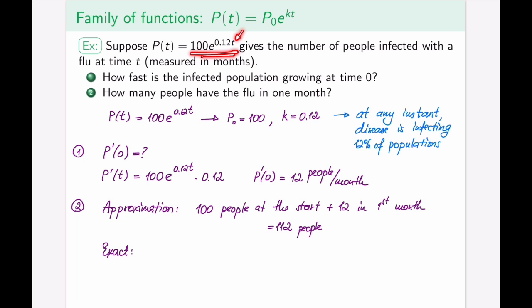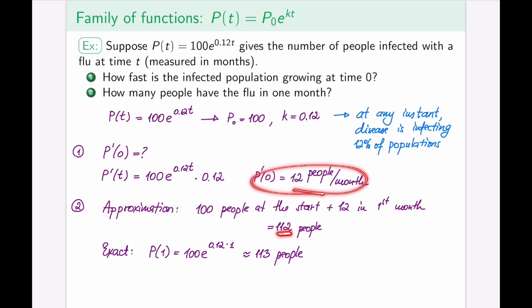So I'm going to plug t equals 1 month into the expression. In a month, my model will give me 100 times e to the power 0.12 times 1 month. And if we calculate that, it will actually give us 113 people. So now let's pause here and think about the small discrepancy. Our intuition based on the original calculations suggests 112 people. Our model is giving us 113. So how come there's a small difference between the numbers?